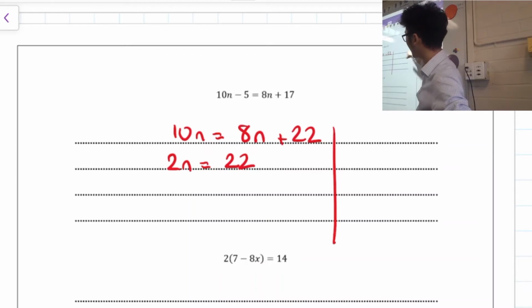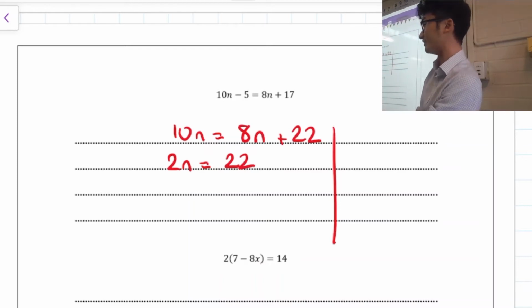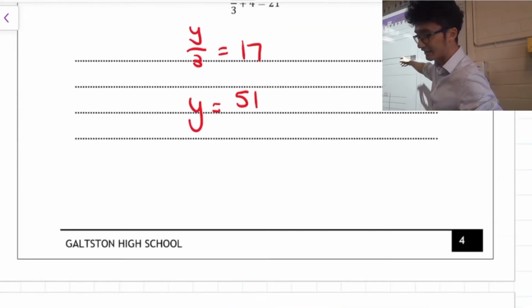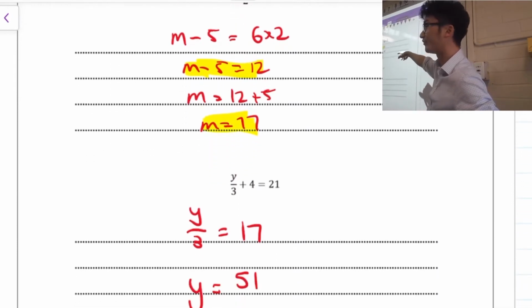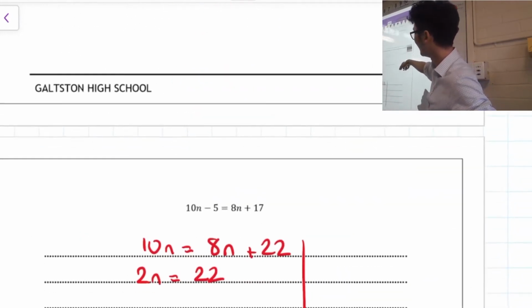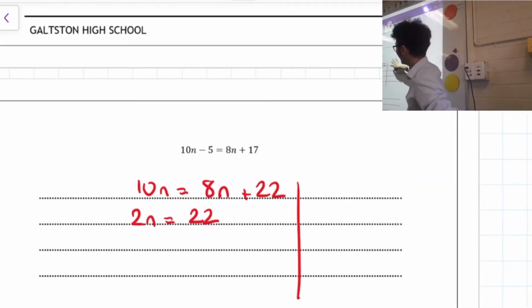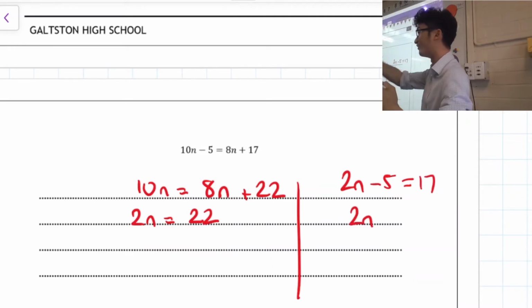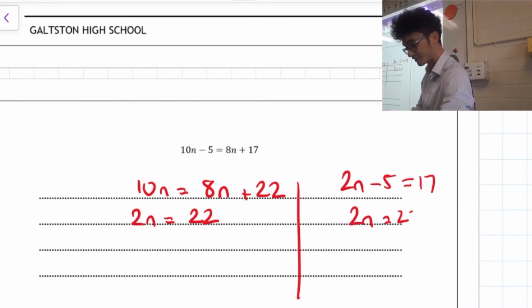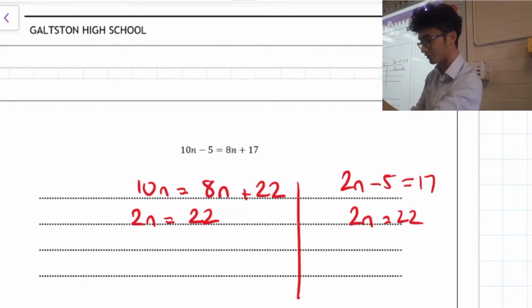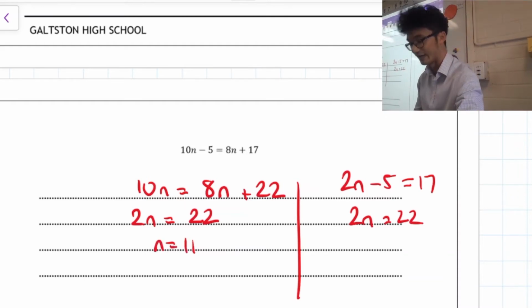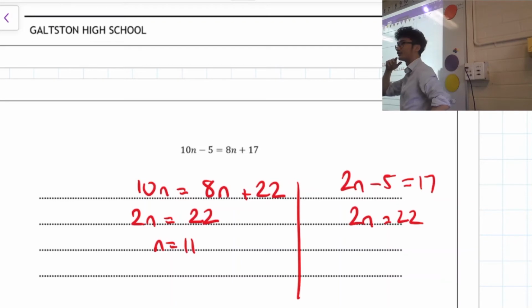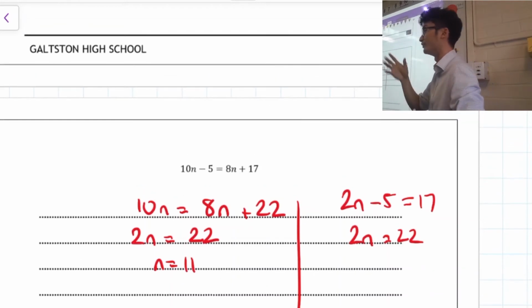So let's just do it on the slide over here. The short answer is it doesn't matter. Compared to these ones though, the order for these ones can matter. But for these ones over here, the order won't matter because if you took away the 8n first, you'd get 2n minus 5 is equal to 17. And then if you added the 5 after that, you'd still get 2n is equal to 22. So either way, you're going to end up with n is equal to 11 when you divide both sides by 2 there.